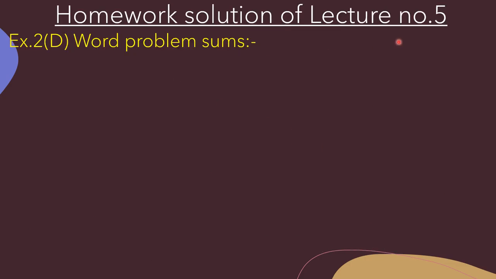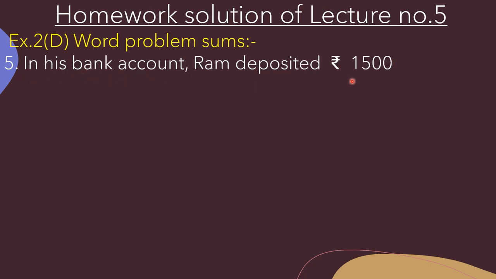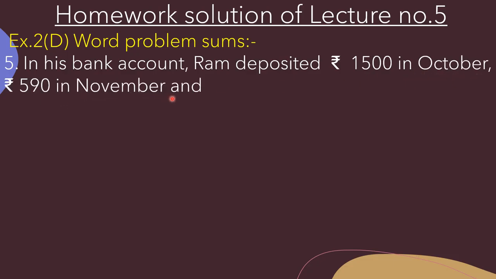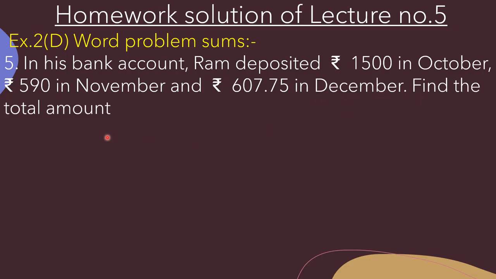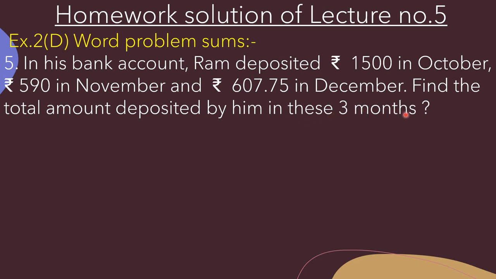Now the homework solution of lecture number 5. So I had given you exercise 2D word problem sums. So here in question number 5 it is given: in his bank account Ram deposited rupees 1500 in October, rupees 590 in November and rupees 607.75 in December. Find the total amount deposited by him in these 3 months. So to find out the total deposit, we need to add the given amounts.